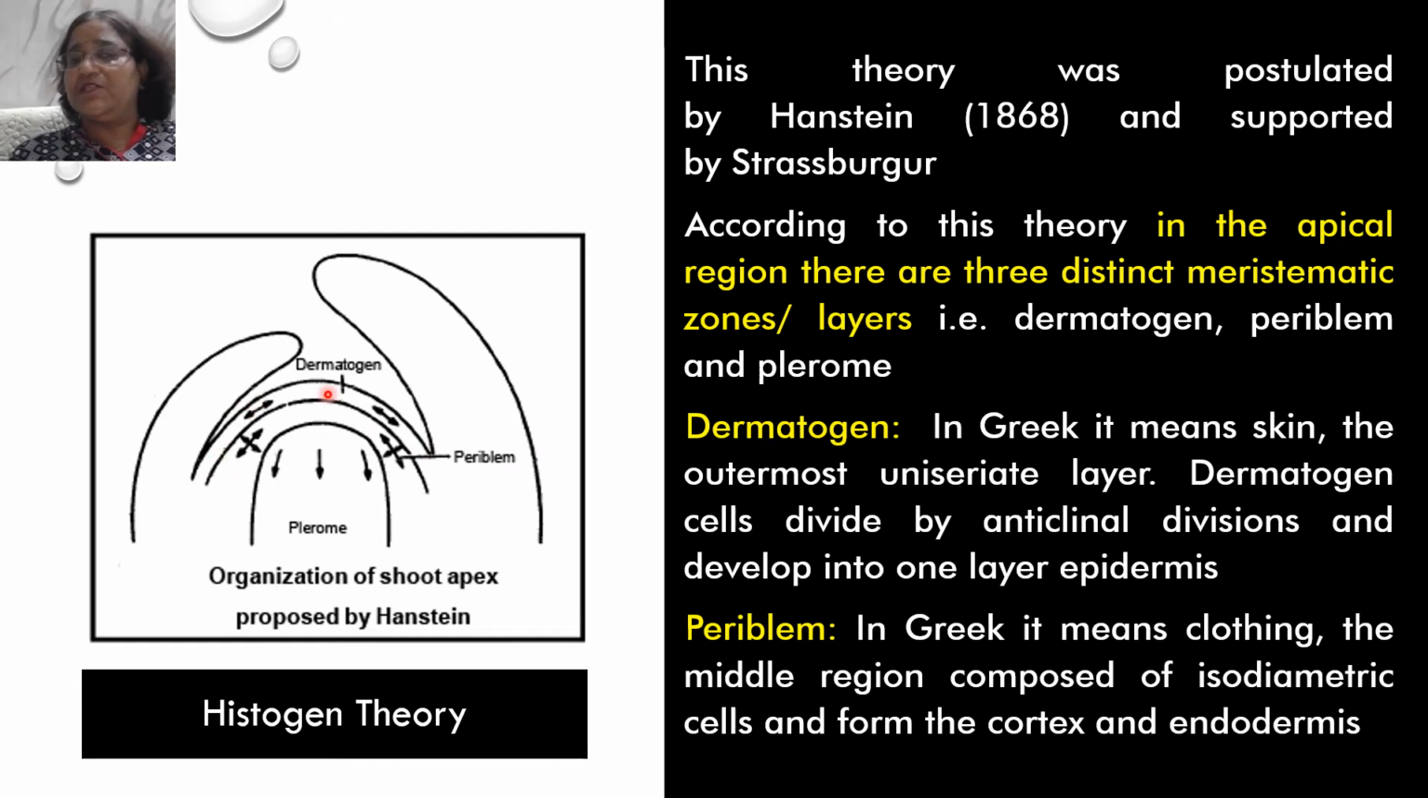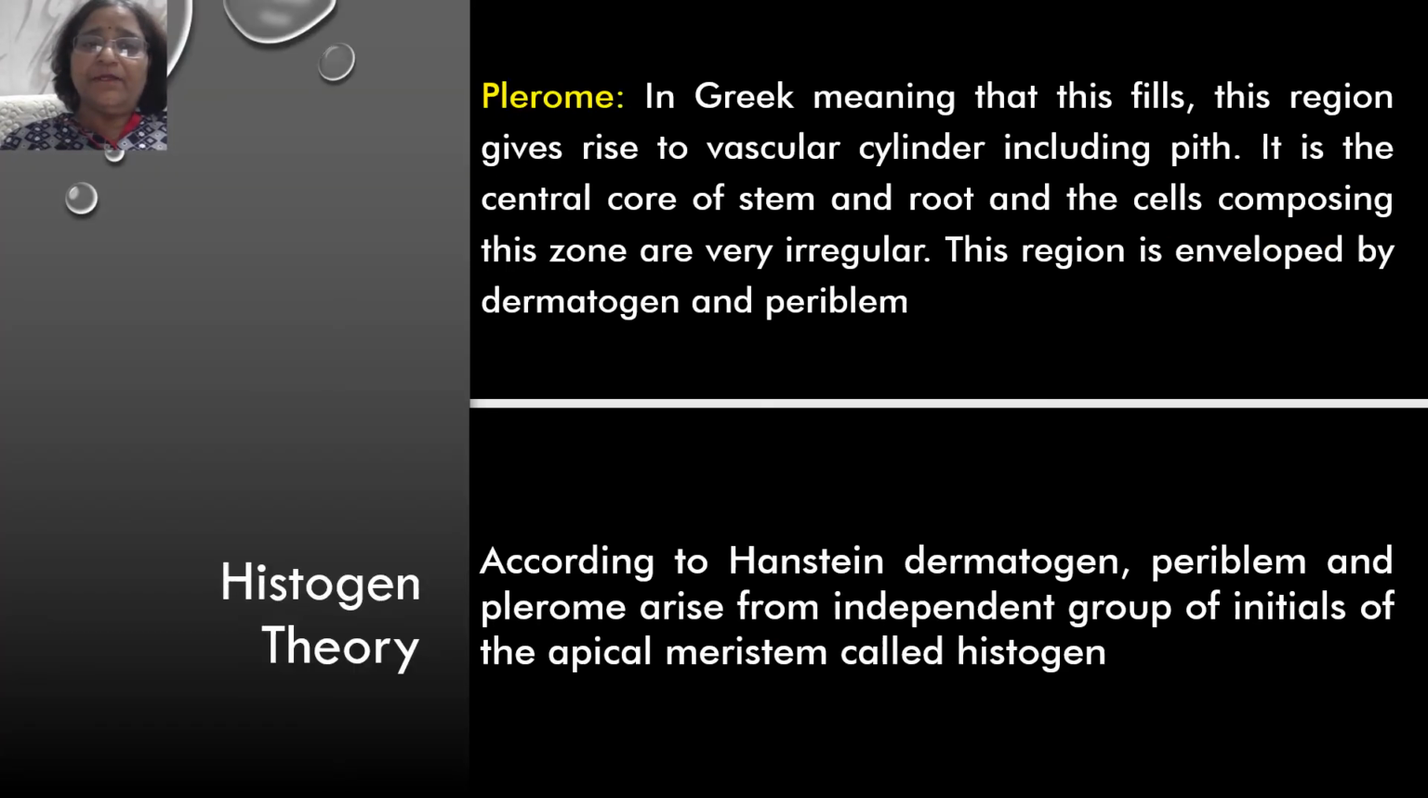So dermatogen is responsible for the formation of the epidermis, while the periblem, in this region the cells are isodiametric and it forms the cortex and the endodermis. While the plerome, this region, gives rise to the stelar portion, vascular tissue plus pith, vascular cylinder and pith. According to Hanstein, dermatogen, periblem and plerome arise from independent groups of initials in the apical meristem, and it is called the histogen.